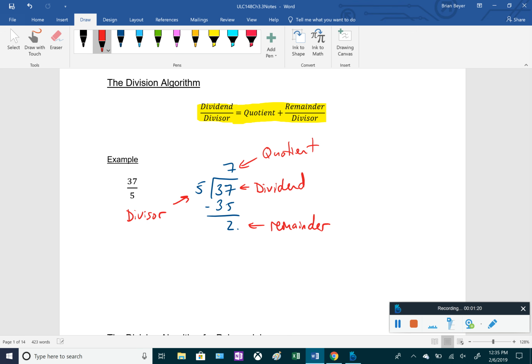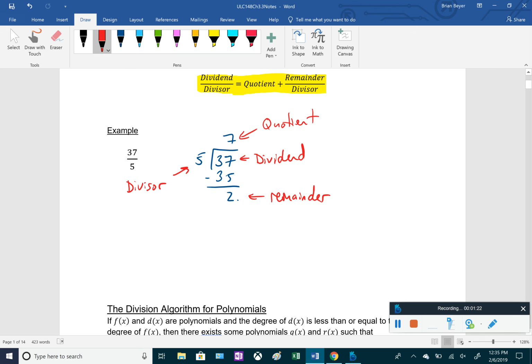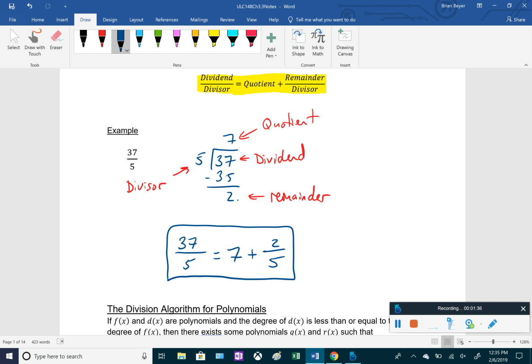If we were to write this using the division algorithm, I'm going to write the whole thing. We started with 37 over 5. It equals the quotient plus the remainder over the divisor, which hopefully we kind of remember. This is actually how we would write it as a mixed number. 37 over 5 would be 7 and 2/5. Hopefully we remember this with numbers because we're going to be doing this same concept except with polynomials.